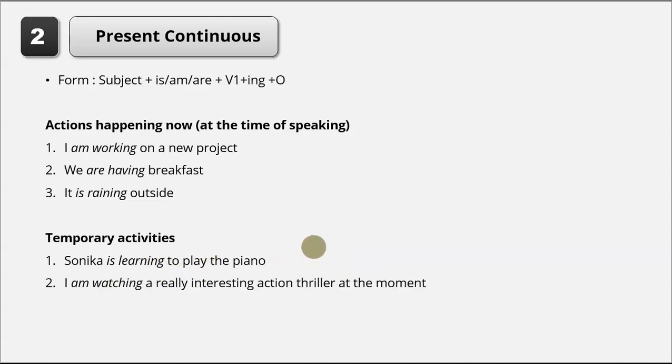I am watching a really interesting action thriller at the moment, right? Which means that maybe this person has watched a part of the movie, and he plans to continue the rest of it today or tomorrow. So it means that it is currently going on, and he is currently watching an action thriller. He's watched a part of it and he will complete it in the coming 1 or 2 days.